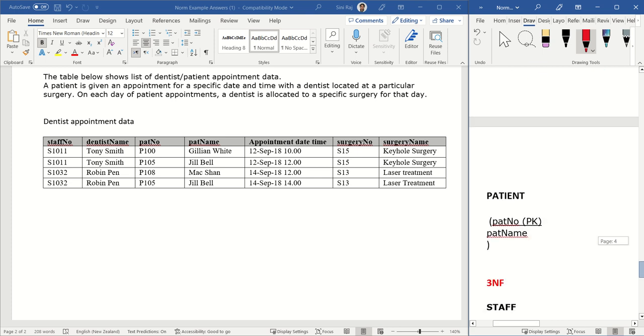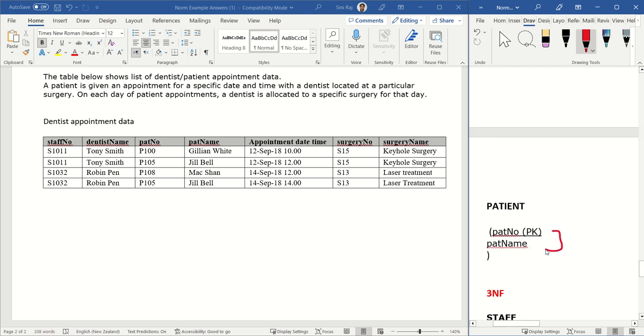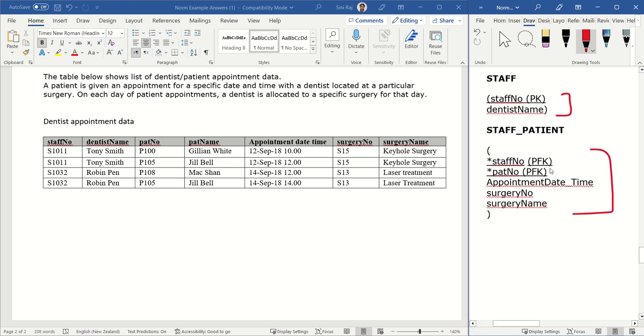But apart from that, we are keeping this patient number and patient name separately as a different table, and we are just giving a name as patient for this particular table. And now what you have to do is keep this patient number as a PK. As you have kept this as PK, now this will become the FK here, and as this is a composite entity, you need to make it a PFK, and you are putting the star here.